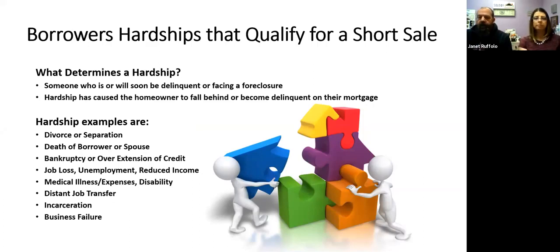These are just examples of a hardship: divorce or separation, death of a borrower or spouse, bankruptcy, overextension of credit, job loss, unemployment, reduced income, medical illness expenses, or they went on disability, distant job transfer, incarceration, or a business failure.